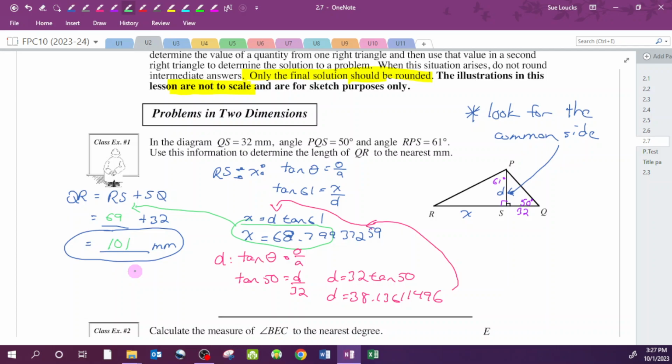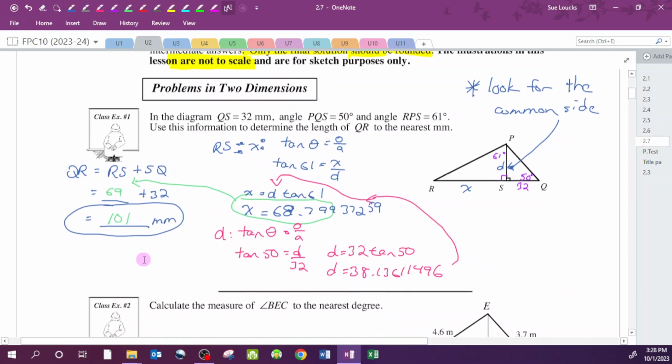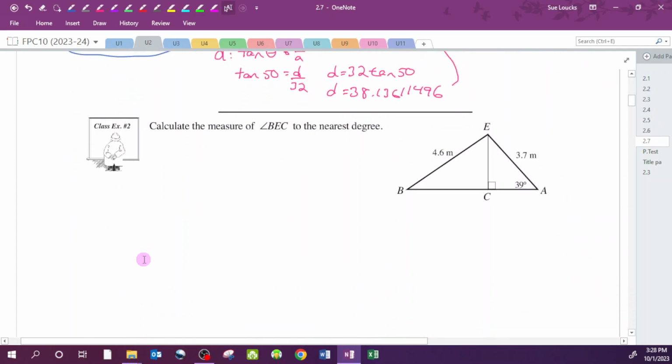If you are just copying this down, I really encourage you to take a separate piece of paper and work through this to make sure that you see what's going on. That's really important, that you work through the problems yourself and not just copy them down.